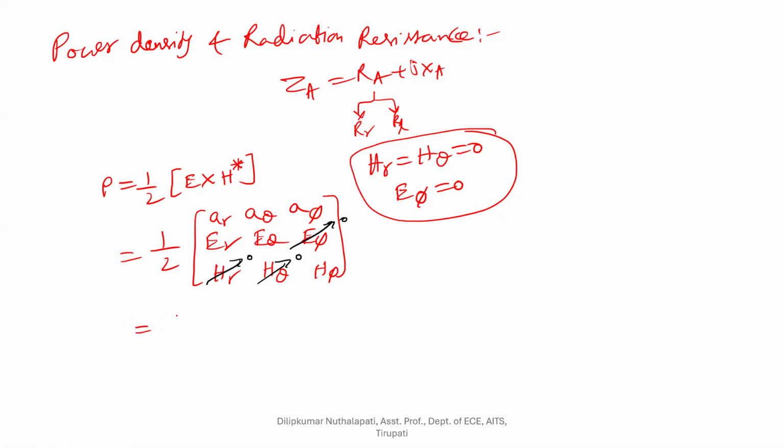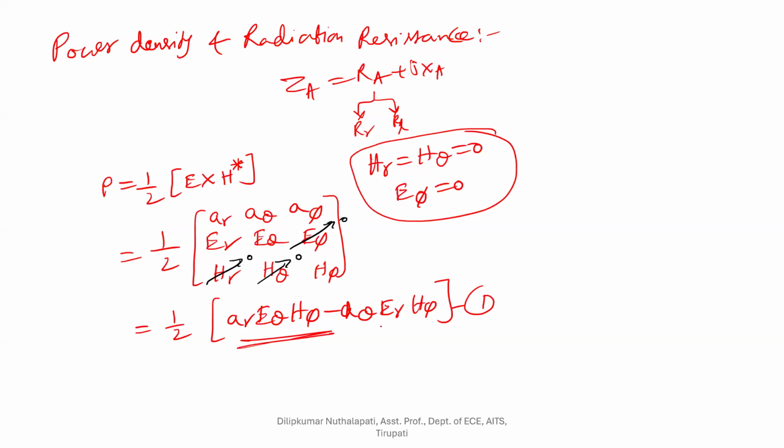Substituting that and expanding the power, we can get 1 by R into AR into E theta H phi minus A theta into ER into H phi. We would mark this as equation number 1. And in equation 1, the first term represents the radial component, that is denoted as PR, and the second term represents the transverse component P theta.